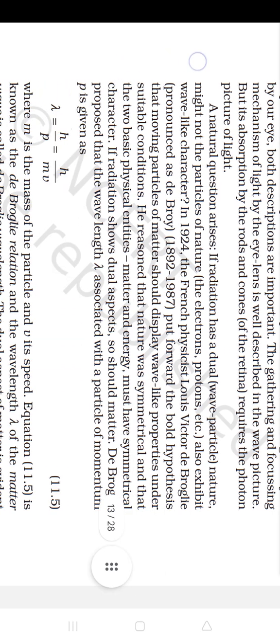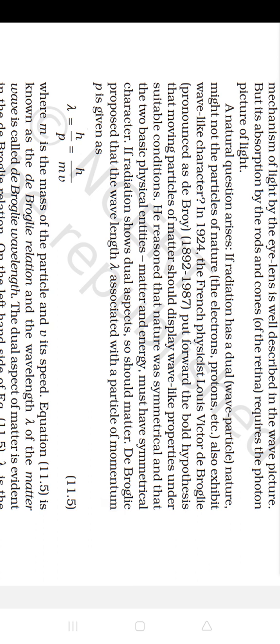A natural question arises: if radiation has a dual nature, might not the particles of nature also exhibit wave-like character? In 1924, the French physicist Louis Victor de Broglie put forward the bold hypothesis that moving particles of matter should display wave-like properties under suitable conditions. He reasoned that nature was symmetrical and that the two basic physical entities, matter and energy, must have symmetrical character. If radiation shows dual aspects, so should matter.